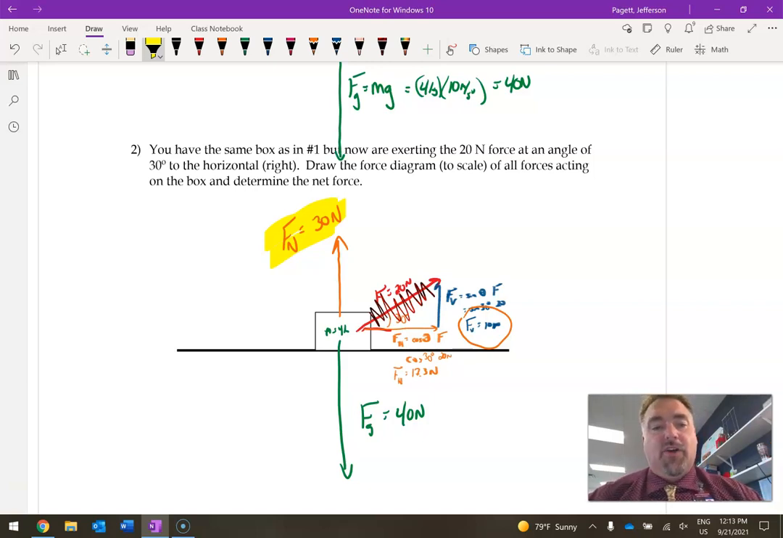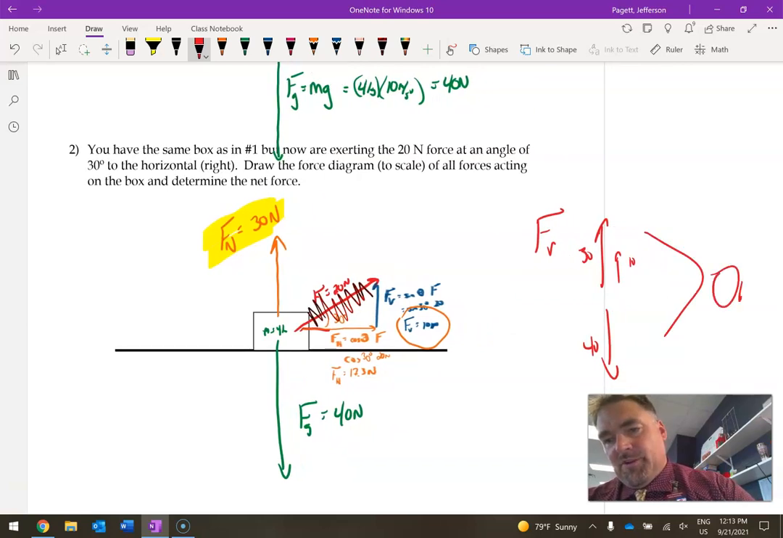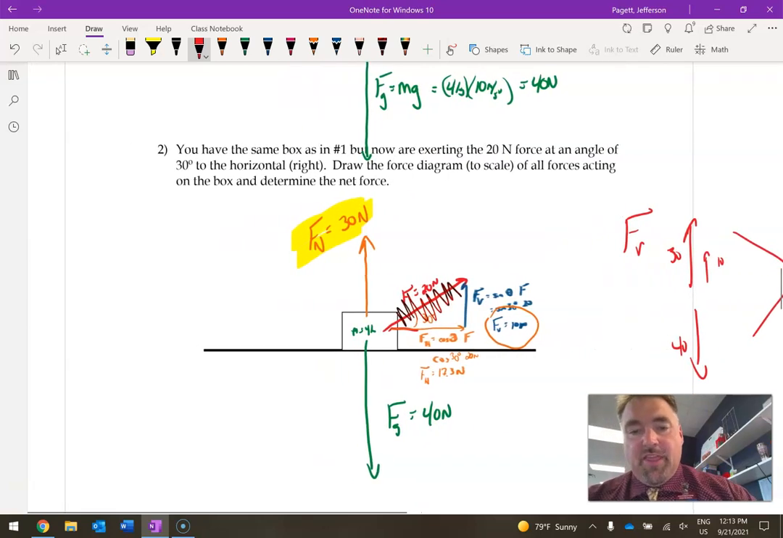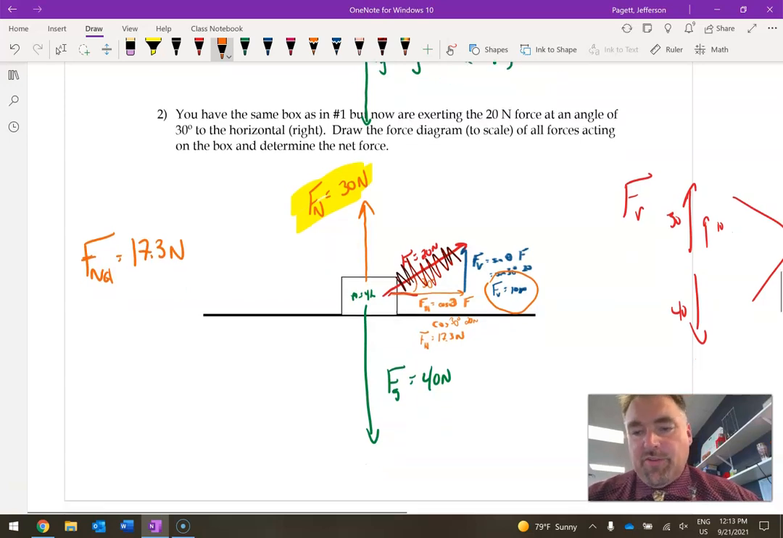So now we look at all the net forces. If I look at the verticals, force vertical, I have 30 up, I have 10 up, and I have 40 down. So that gives me 0 newtons vertically. And then I'm left with just the FH. And so my net force is just the 17.3 newtons, because that's all that's left. Everything else has been balanced out.